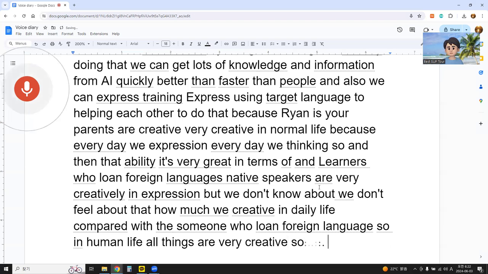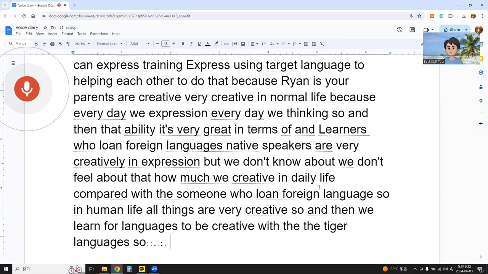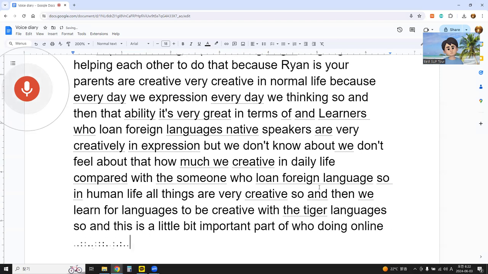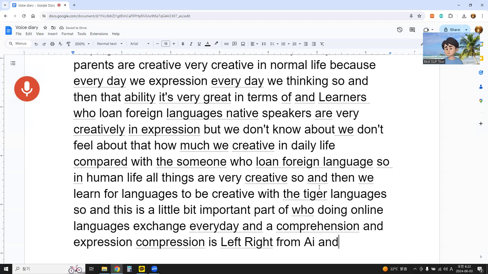So we learn a foreign language to be creative with the target languages. This is an important part of doing online language exchange with AI, comprehension and expression. Comprehension is a reference from AI, and expression is creative.